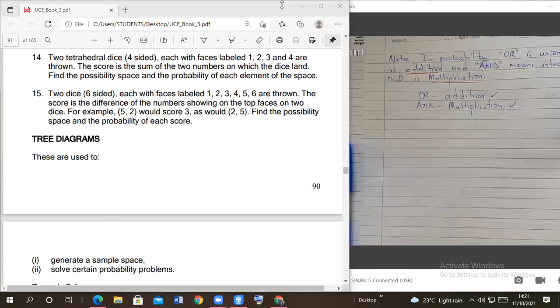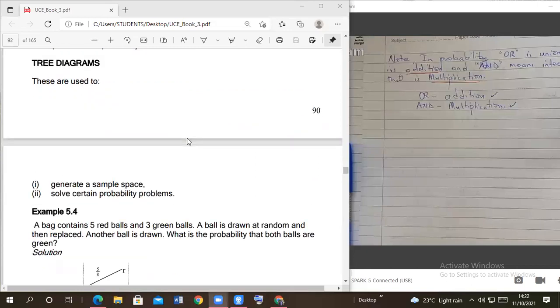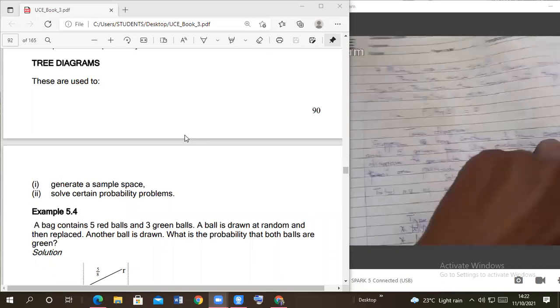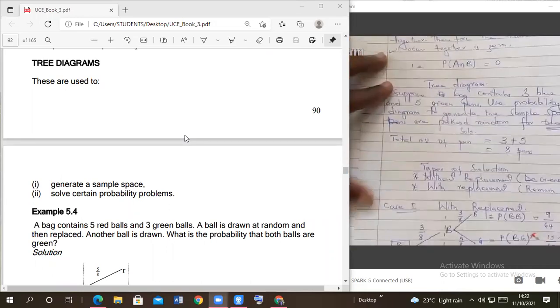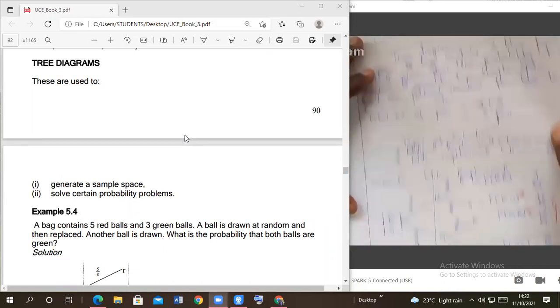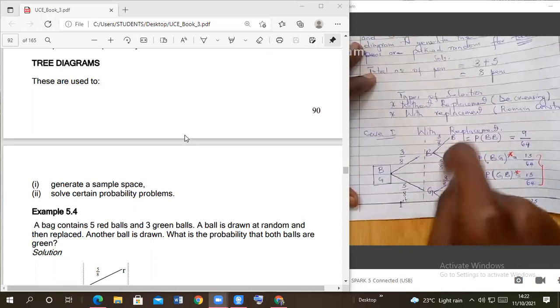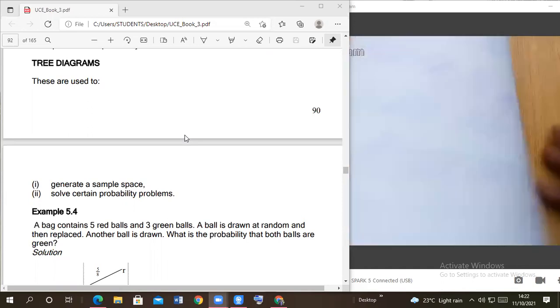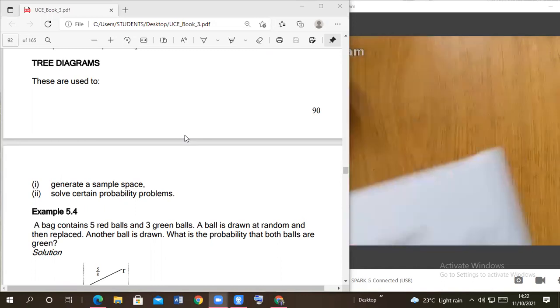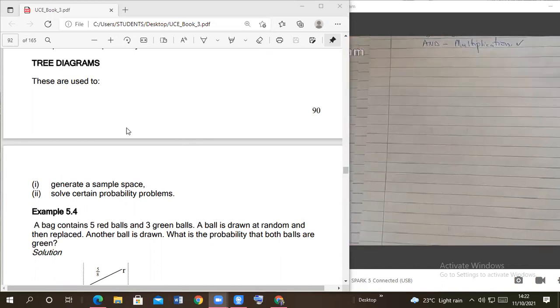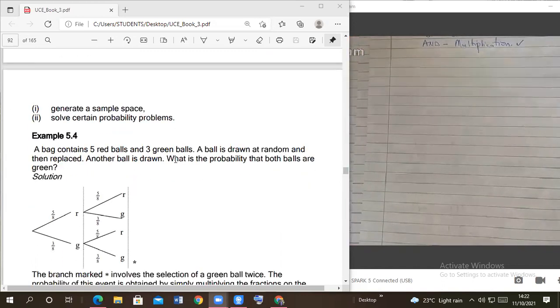Are we together, members? Yes. Good. So like I was explaining, to generate the sample space, you multiply along the branch. You multiply along the what? The branch. So let's go to more examples now.